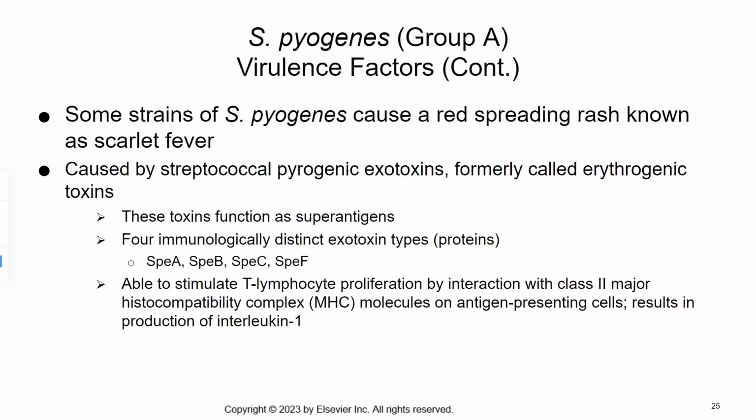Some strains of S. pyogenes cause a red spreading rash known as scarlet fever. It's caused by streptococcal pyrogenic exotoxins, formerly called erythrogenic toxins. These toxins function as superantigens. There are 4 immunologically distinct exotoxin types: SPE A, B, C, and F. They are able to stimulate T lymphocyte proliferation by interaction with class II MHC molecules on antigen-presenting cells, which results in the production of IL-1, or interleukin-1.